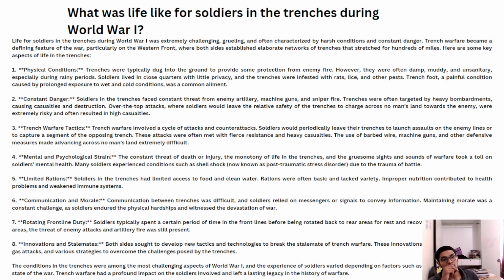Constant danger: soldiers in the trenches faced constant threat from enemy artillery, machine guns, and sniper fire. Trenches were often targeted by heavy bombardment, causing casualties and destruction. Over-the-top attacks, where soldiers would leave the relative safety of the trenches to charge across no man's land toward the enemy, were extremely risky and often resulted in high casualties.